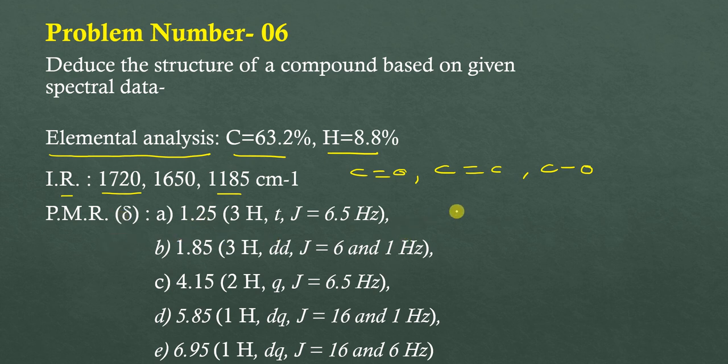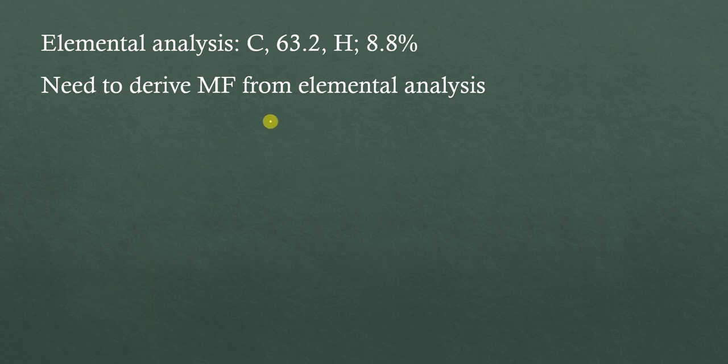In H1 NMR, we have 5 peaks. So there must be 5 different groups of protons. So we'll start with this. In the elemental analysis, we have the percentage of carbon and hydrogen. So we'll write this: 63.2 and 8.8, right?